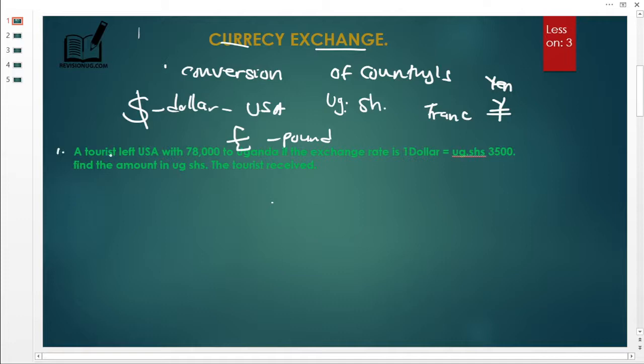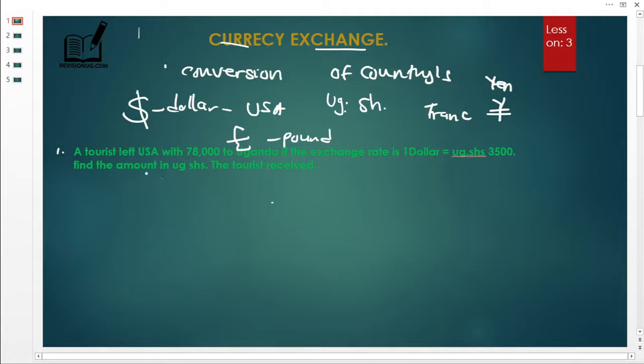It is telling us that a tourist left USA with $78,000. It means that if you are from USA, this is dollar, to Uganda, if the exchange rate is $1 equivalent to 3,500, then find the amount in Ugandan shillings that the tourist received. If we are doing this one, we have to start with our leading statement. What is now on the market?